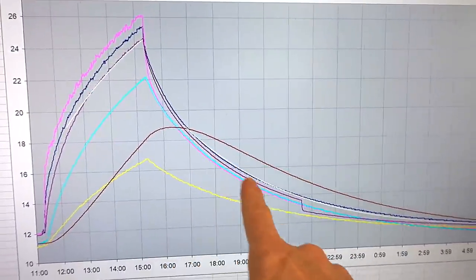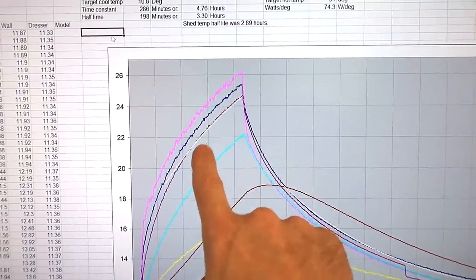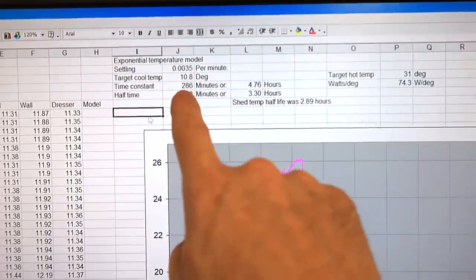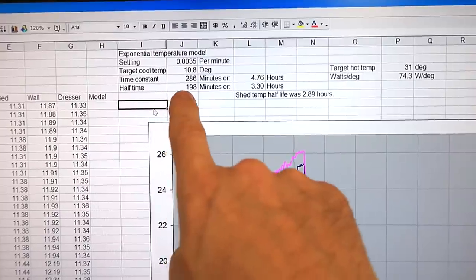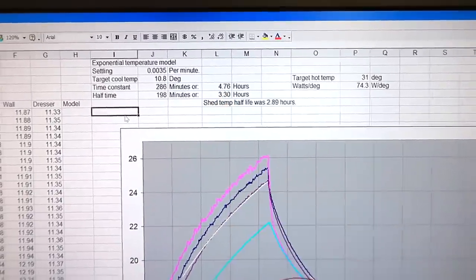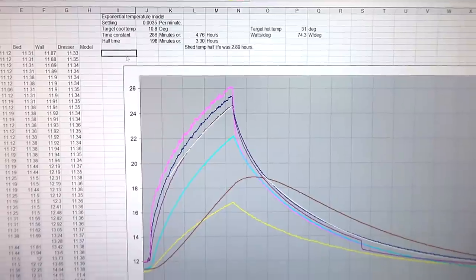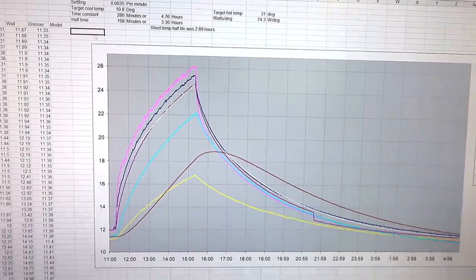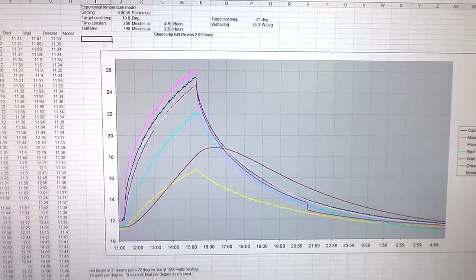The white line segments are an exponential decay model that I fitted to my curves, and that gave me a time constant of 286 minutes, or about a half-life of the temperature of 198 minutes, which is about 3.3 hours. That is about 15% longer than it is for the shed. Surprising, because I thought this room would hold its temperature much better than the shed would.